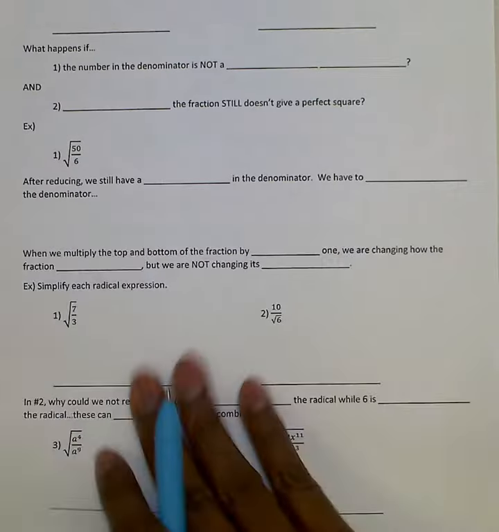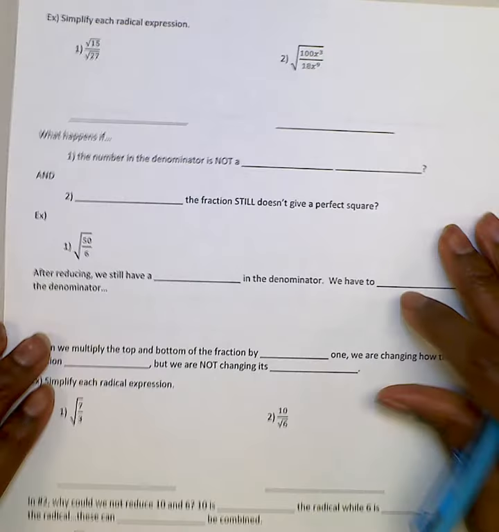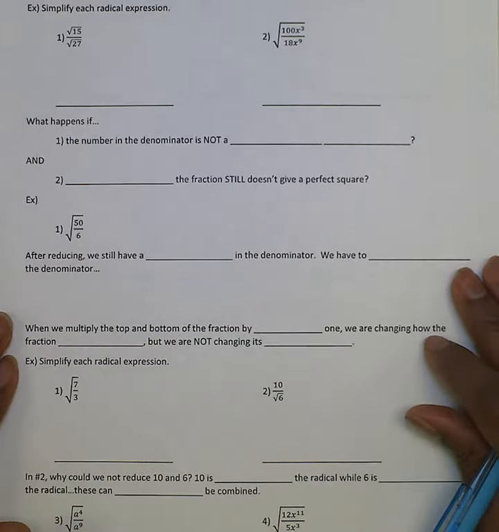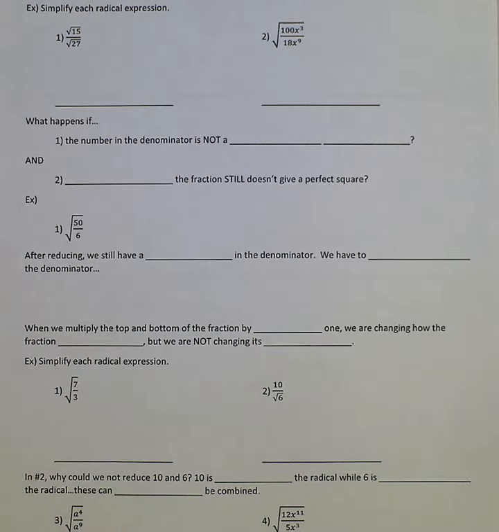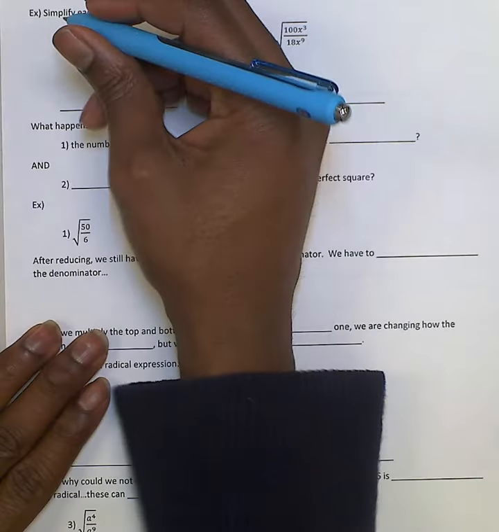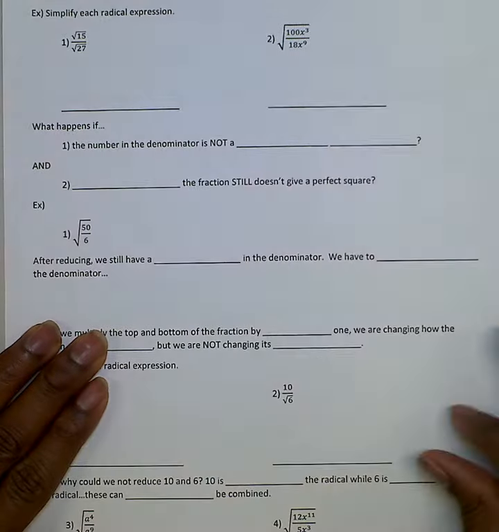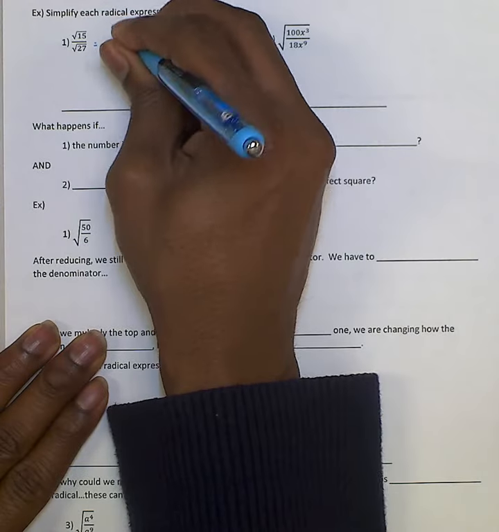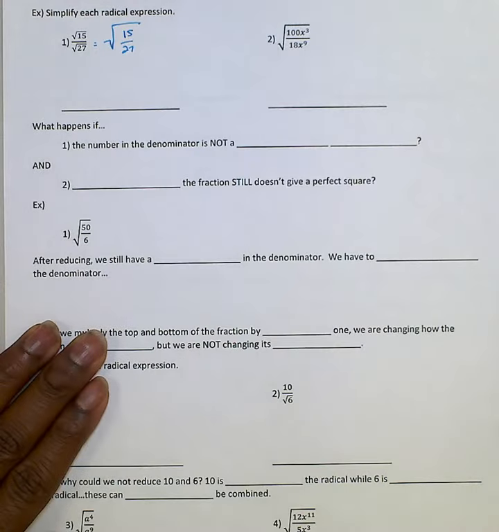Alright, let's do some more problems. So we have radical 15 over radical 27. Again, remember that this can be written a couple different ways. That's the same as writing radical 15 over 27. Now you see the fraction a little bit better.